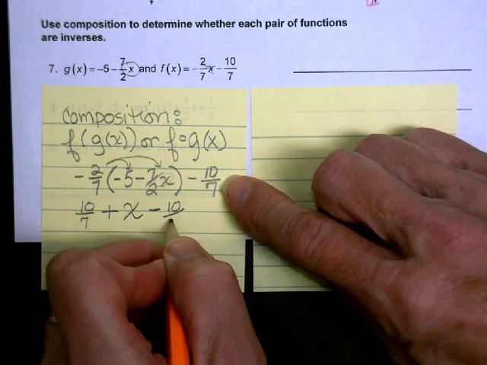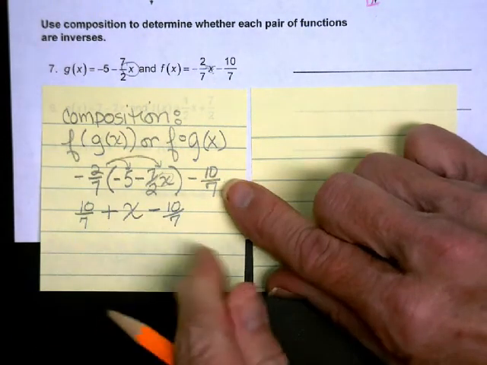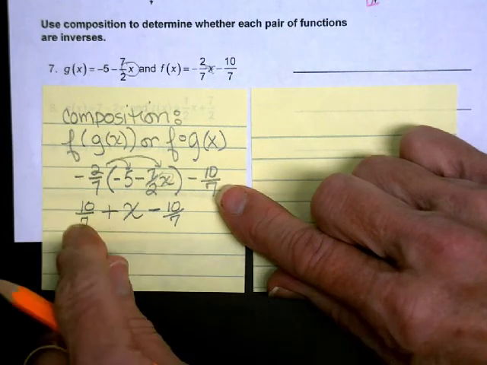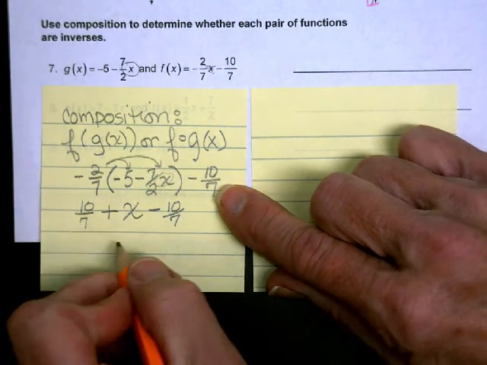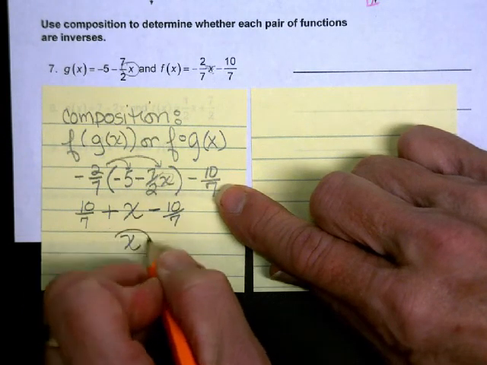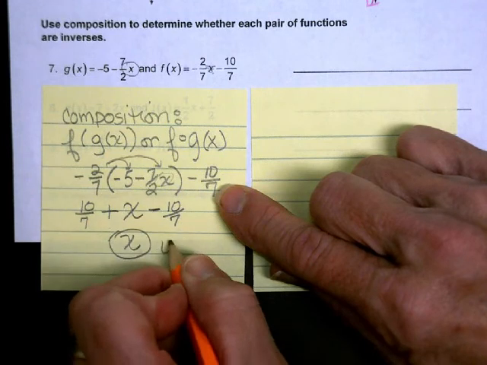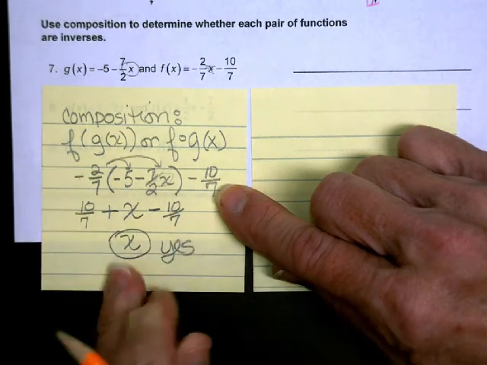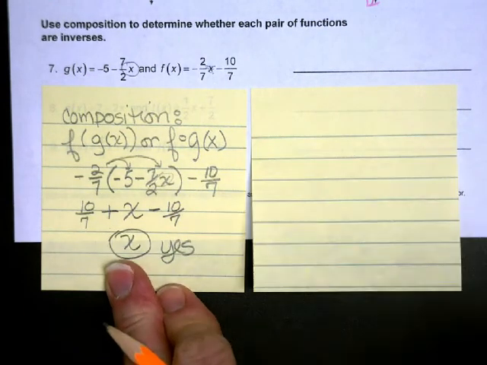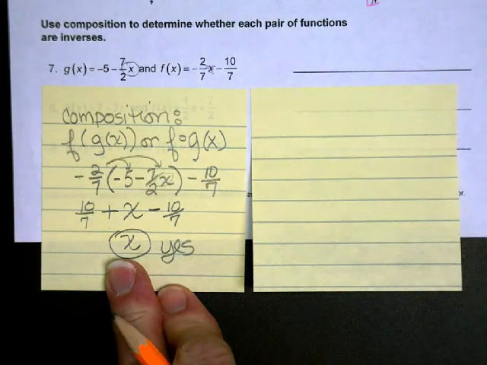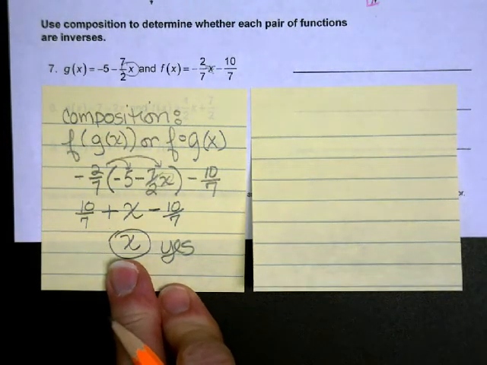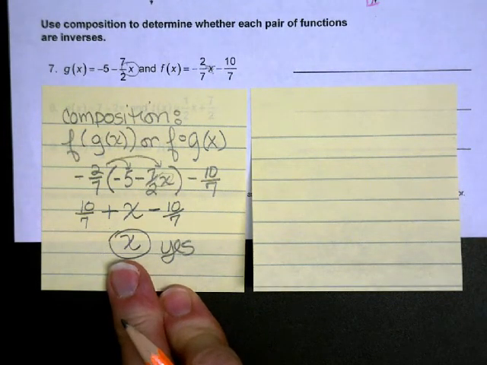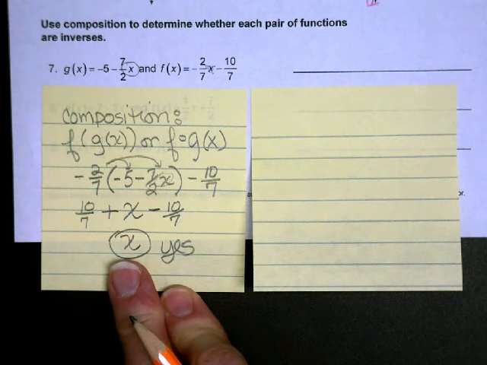Then I finish the expression out, 10/7. Then I check again, can I combine like terms? Yep, 10/7 minus 10/7 is 0, so all I have is x. And that's what you want to prove for this first half, that they are inverse functions. So we got the first one done.